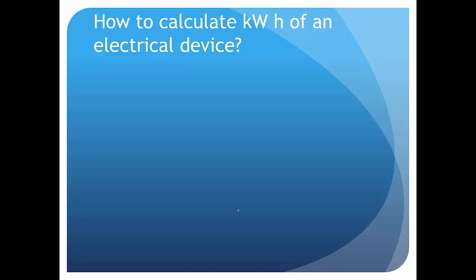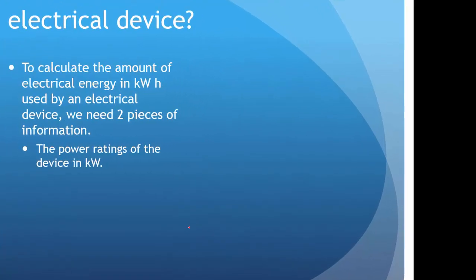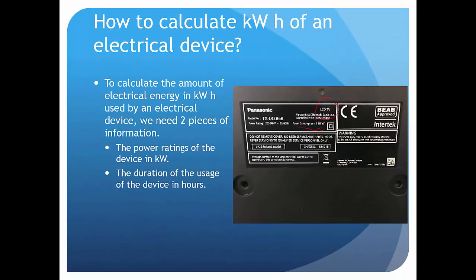How do we calculate kilowatt hour of an electrical device? We need two pieces of information. The power rating of the device in kilowatt. This is just an example, an LCD TV, and if you look very carefully, the power consumption is in watts. And the duration of usage of the device in hours. So maybe you watch this TV for 2 hours. Simply multiply these two values together.